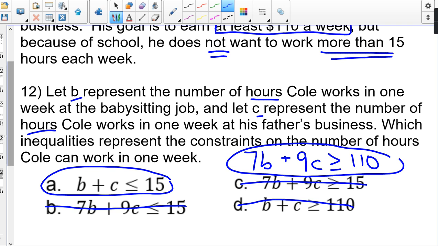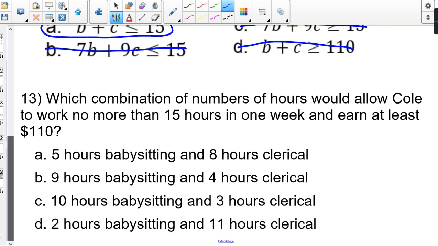Then we have in question 13, which combination of numbers of hours would allow Cole to work no more than 15 hours in 1 week and earn at least $110? So let's see, 5 hours babysitting and 8 hours clerical work. Is that a good amount of hours? Is it going to work in terms of B plus C being less than or equal to 15, right? 5 and 8, well, that's 13. Less than or equal to 15 hours. How about choice B?